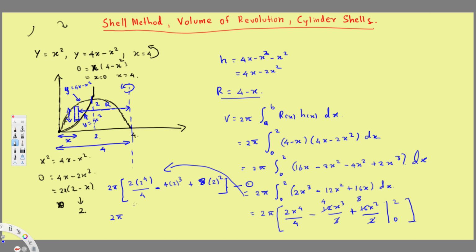So this is the only value we are going to get. So this is going to be 2 pi, and 2 to the power 4 is 16. So we have 16 times 2, 32 divided by 4 is going to be 8. So 8 minus 8 times 4, 32, plus 4 times 8, 32 again. 32 cancels. We end up with 16 pi. So the final answer is 16 pi, and that's how we do this.